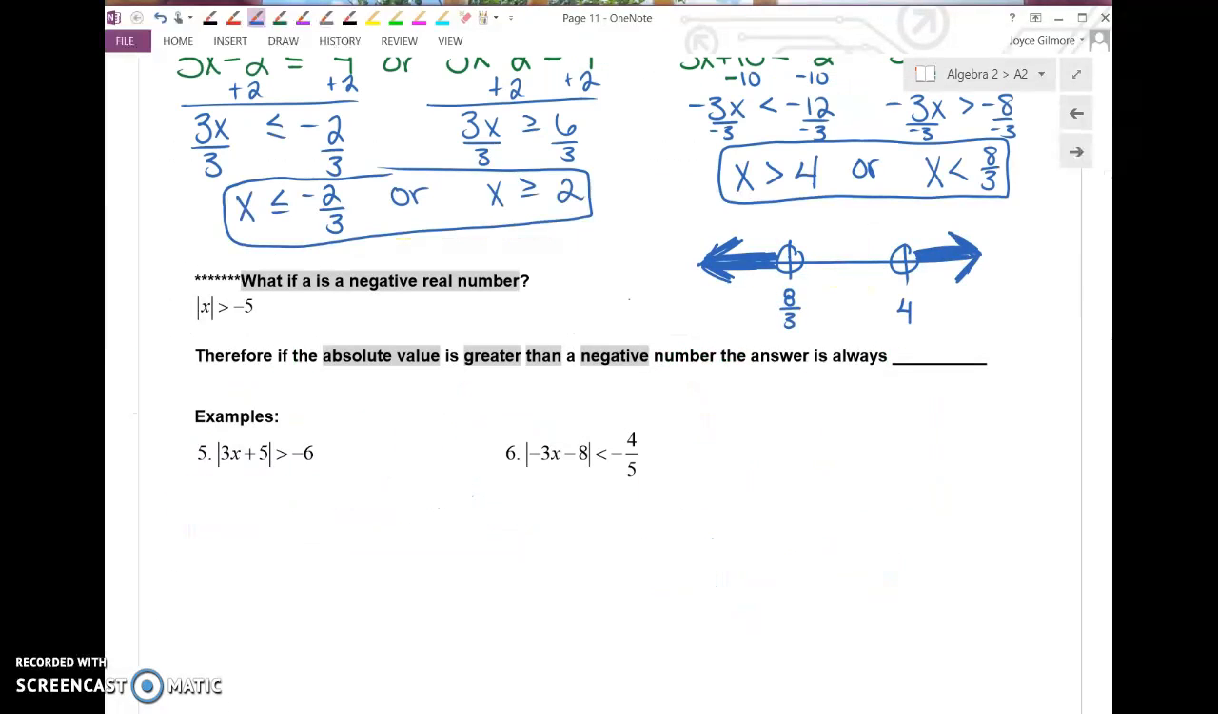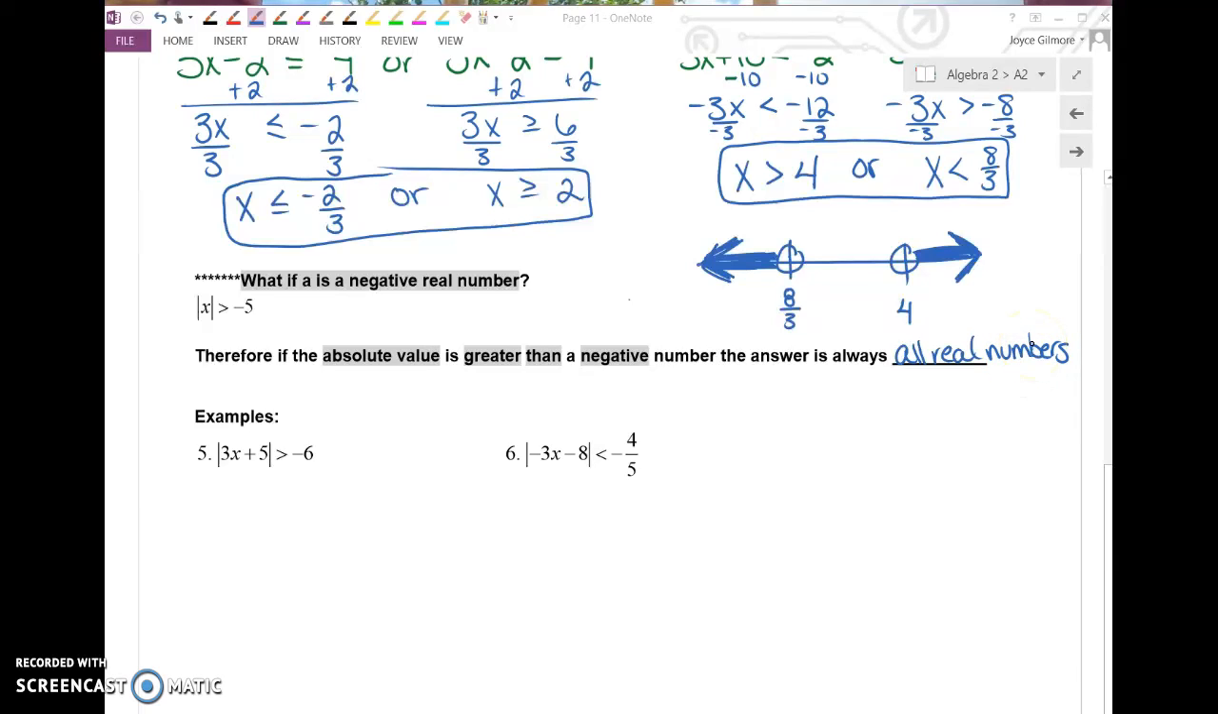What if we have absolute value of x is greater than a negative number? Think about absolute value always results in positive numbers. When are positive numbers bigger than negative numbers? Always. So, if its absolute value is greater than a negative, the answer is always all real numbers. No matter what you put in here, negative 214, the absolute value of negative 214 is positive 214, which is larger than negative 5. So you can write all real numbers.